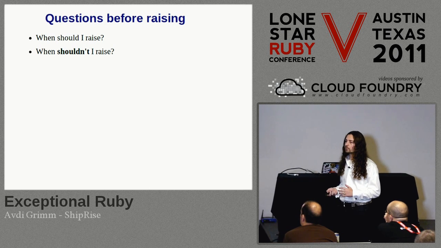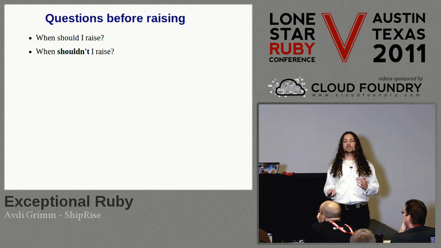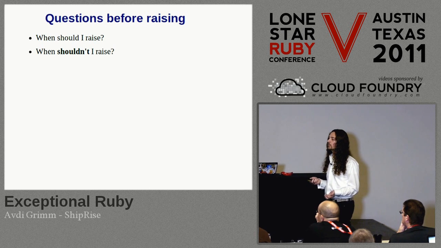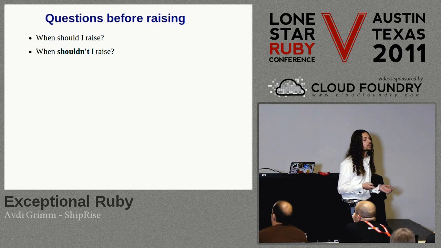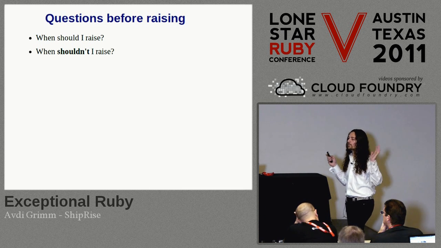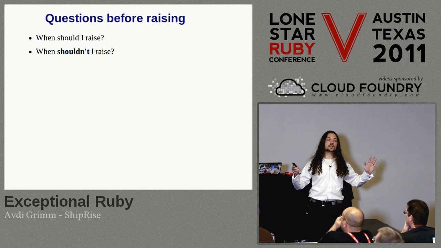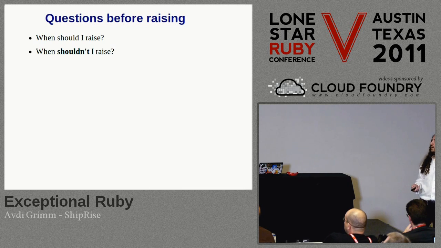The perennial question in dealing with exceptions is, what warrants an exception? When should I raise an exception and when should I not? I've come up with 5 questions that you can ask yourself before raising an exception to sort of make that decision.